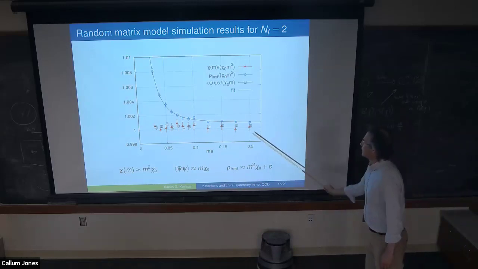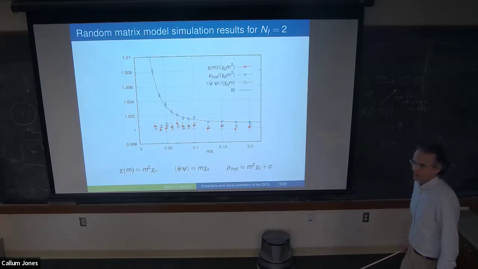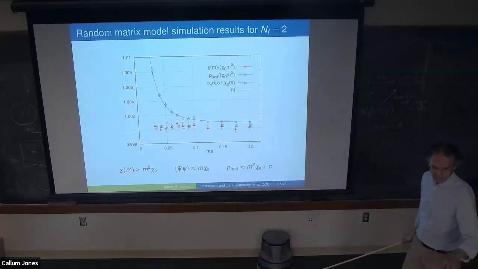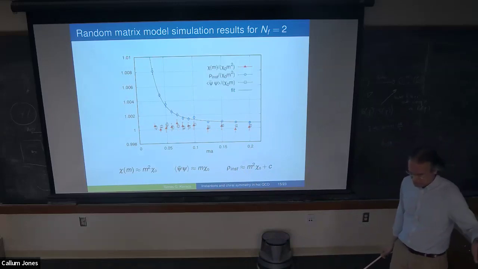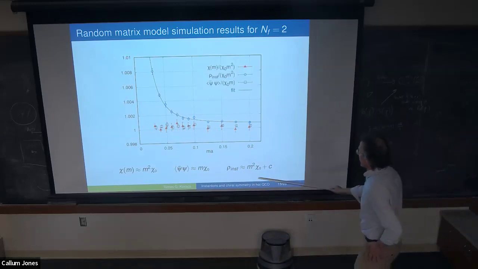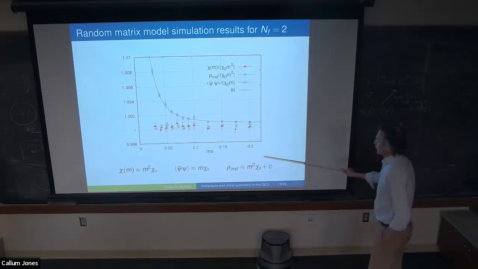And this one, this guy that is not behaving nicely, this is the density of instantons, taking the instantons and anti-instantons together, or just instantons. And this is of this form.